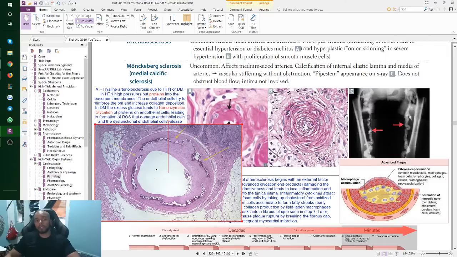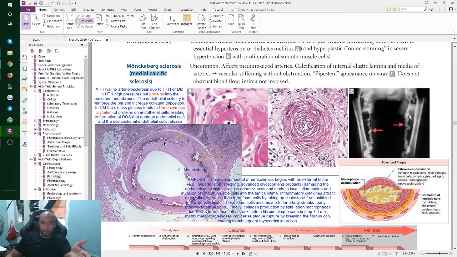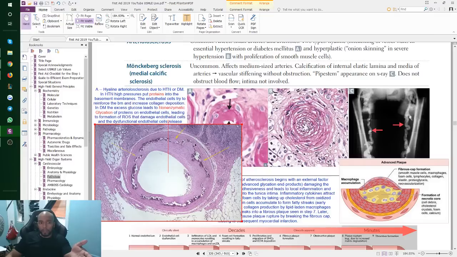The reason you could tell this is Monckeberg is because first things first, you can tell the lumen is fine, right? Blood flow is going to be okay, but the vessel itself, you can see there's something wrong in the media. Right, and that is exactly how Monckeberg sclerosis is medial calcific sclerosis. Right, the really dark purple stuff is actually calcific sclerosis, and it's medial. Medial is actually in the middle, so it works out fine. It affects your media of the arteries.